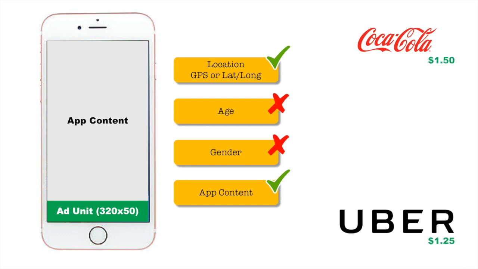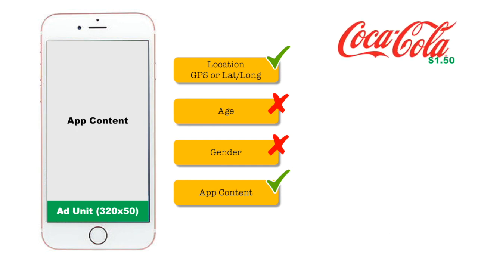So they both make a bid, and Coca-Cola bids $1.50 and Uber bids $1.25. In this situation, Coca-Cola has bid more and they win the auction. That is the real-time bidding transaction that takes place in milliseconds, billions of times every single day, and is really the heart of programmatic advertising.